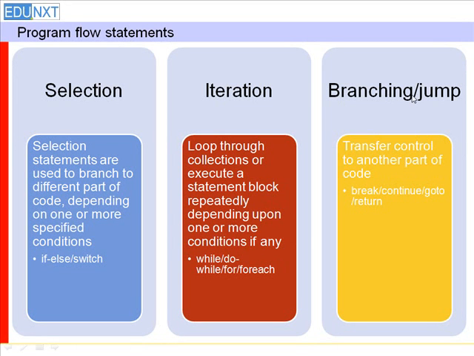Next we have branching or jump statements. These statements are responsible for transferring control of the program to another part of the code. So let's say from one location inside code, the control gets shifted to another location in the code, and then the execution of the code is continued from that location. Break statement, continue statement, goto statement, and return statement are examples of branching or jump statement. Now with this fundamental understanding of program flow statements, let's see these program statements in action.